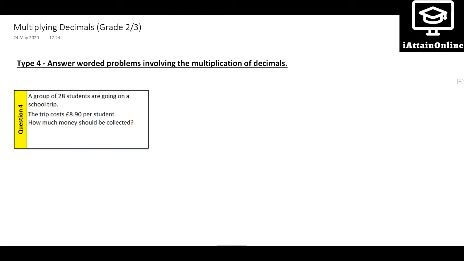Okay, lastly, you need to be able to answer worded kind of problems. So decimals in real life might be used for things like money. So we'll just go through this question here.